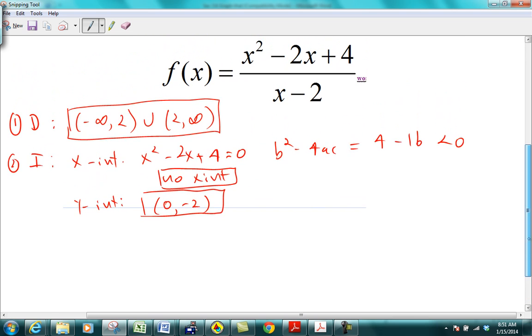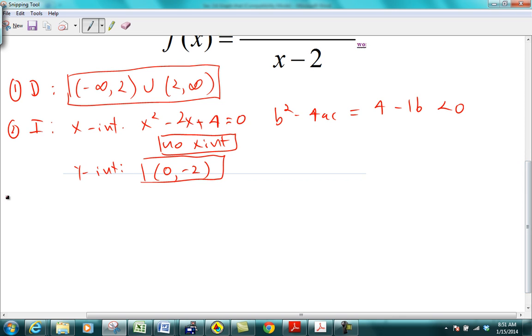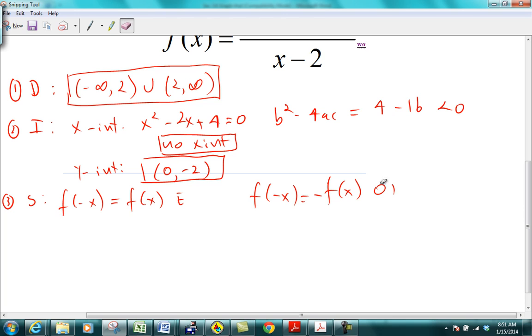We move on to symmetry, and just as a refresher, remember that symmetry is done by looking at f of minus x, and if it is equal to f of x, then it would be even. If f of minus x is equal to negative f of x, then it's odd, and otherwise it's going to be neither.